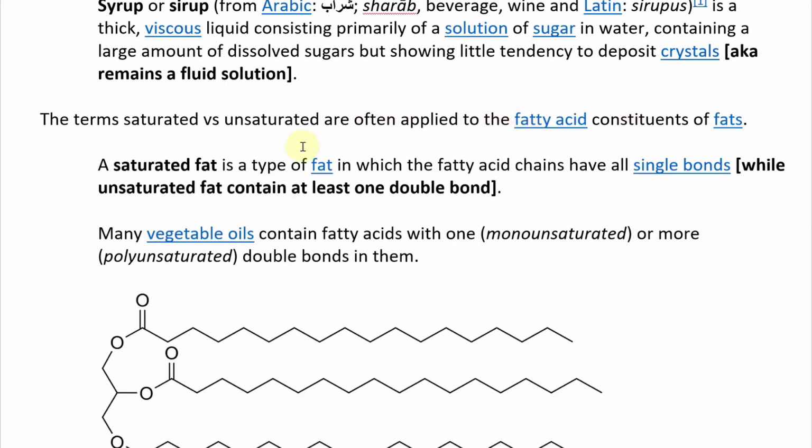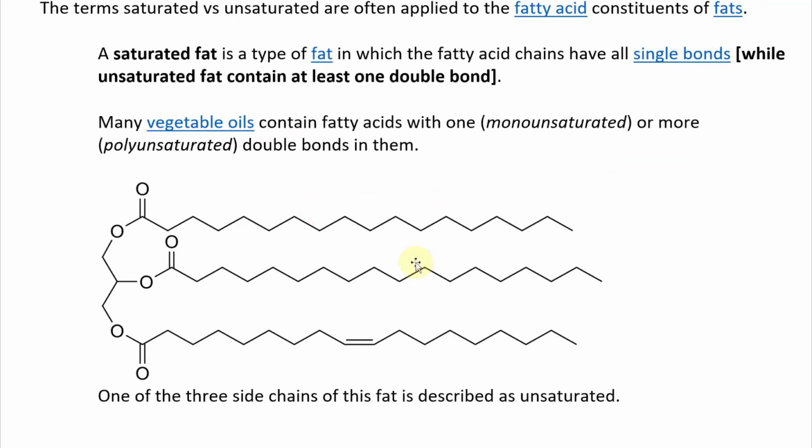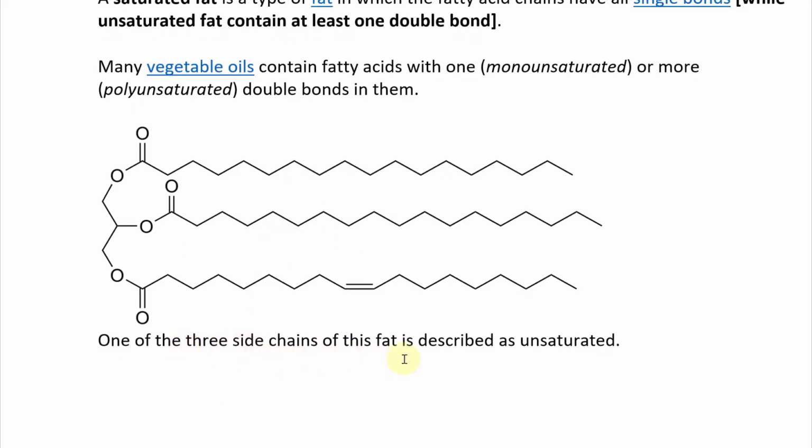To the fatty acid. So a saturated fat is a type of fat in which the fatty acid chains have all single bonds, while unsaturated fat contains at least one double bond. Many vegetable oils contain fatty acids with one, hence monounsaturated, or more, polyunsaturated, double bonds in them, which are more reactive. So here's one of the three side chains of this fat that is described as unsaturated.